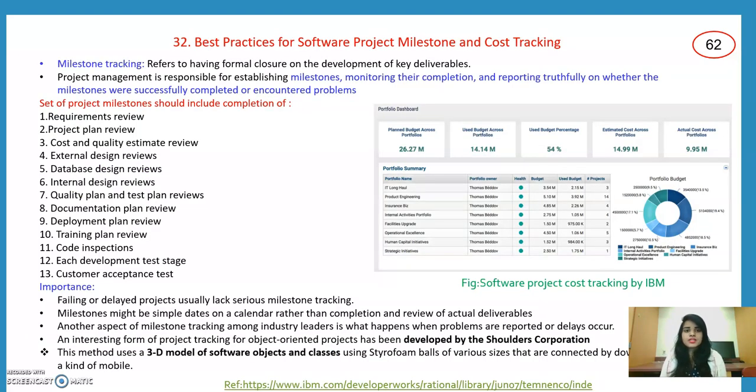The other best practice is best practice for software project milestone cost tracking. This is an example of software project cost tracking by IBM. Milestone tracking refers to having formal closure on development of key deliverables. Project milestones are very important. We need to have a 3D model of the software objects and classes in order to track our system.